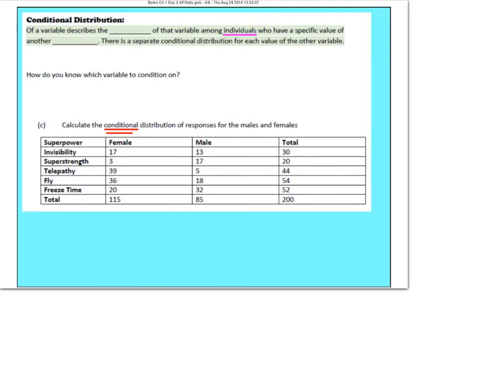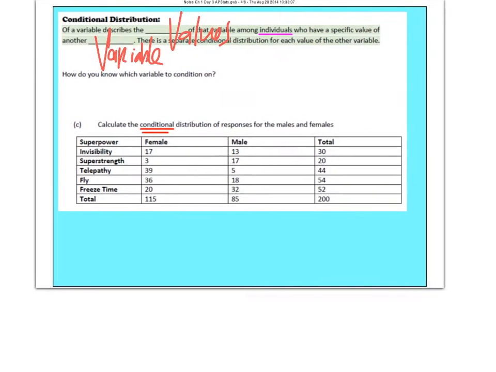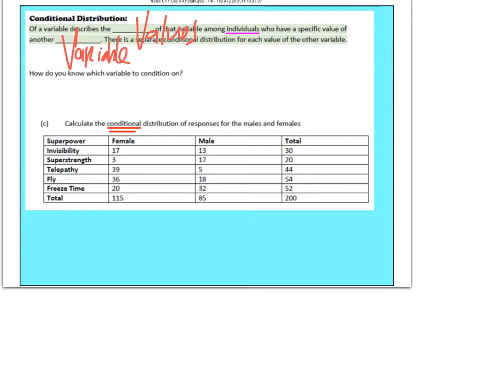So if we formally define conditional distribution, it is of a variable describes the values of that variable among individuals who have a specific value of another variable. So on here, there is a separate conditional distribution for each value of that other variable. This is actually a little confusing in terms of the vocab. I think the easiest way to figure this out is to think about how do you know which value or variable to actually condition on. And the easiest way to figure this out is just to look at the wording.